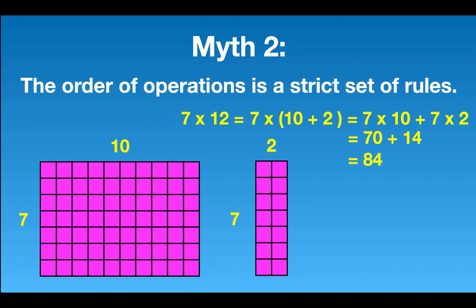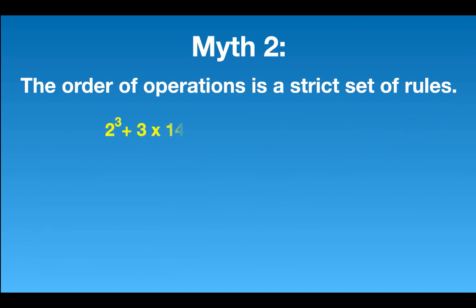So let's take a look at an example. Following the order of operations, first we do 2 to the third power equals 8, then multiply 3 times 14, which equals 42, then 16 times 3 equals 48, and finally we add them all from left to right. 8 plus 42 plus 48 equals 98. But there are really many other ways to evaluate this expression.